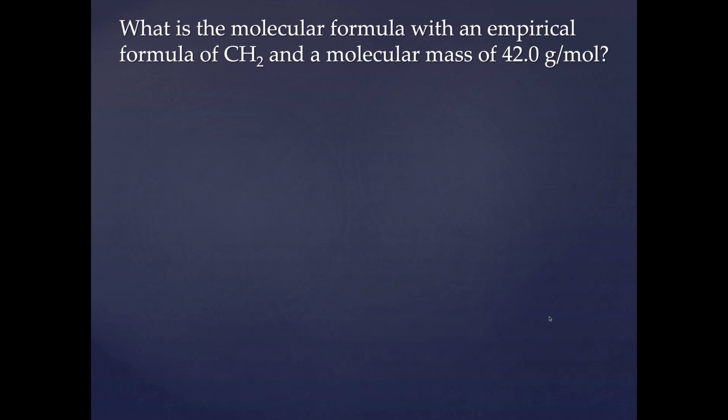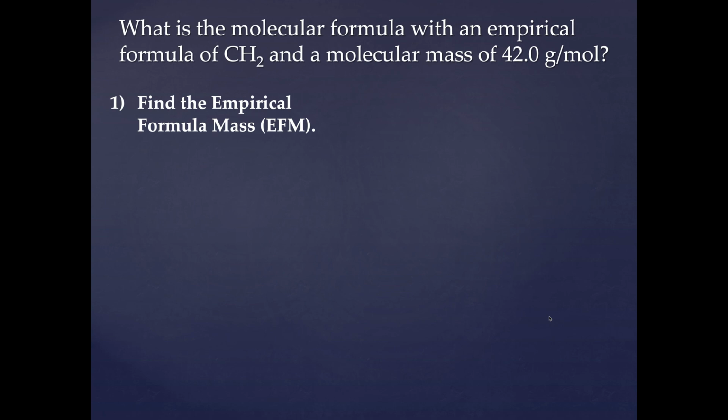So here's how we find the molecular formula. It's actually really simple. The molecular formula is a whole number multiple of the empirical formula. So all you have to do is find the ratio of the molecular mass to the empirical mass to get that multiplier. The first clue is the molecular mass, which is 42.0. We have an empirical formula of CH2. That's all we need to figure this out.